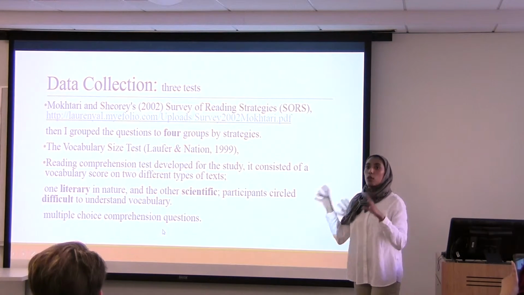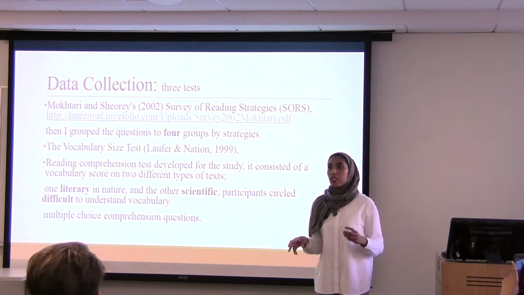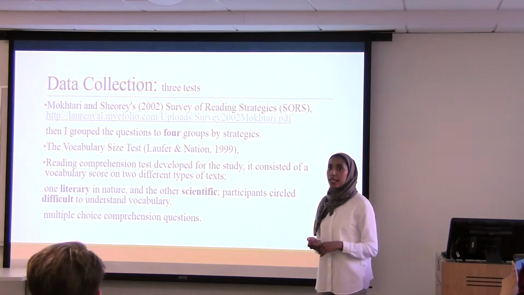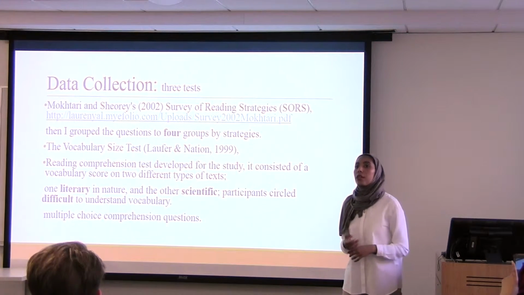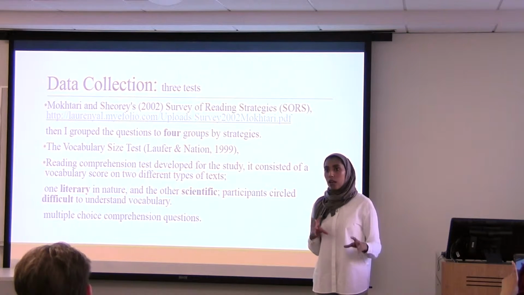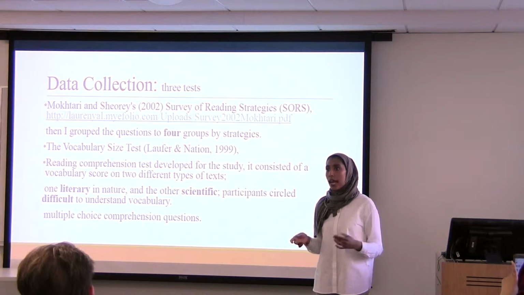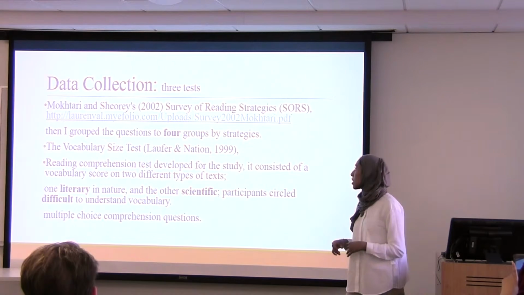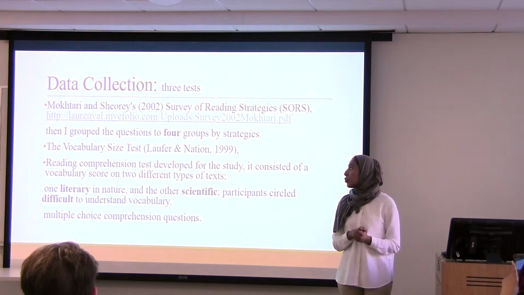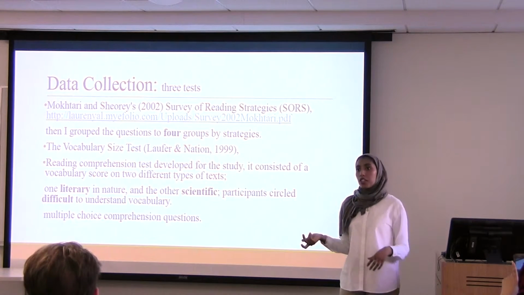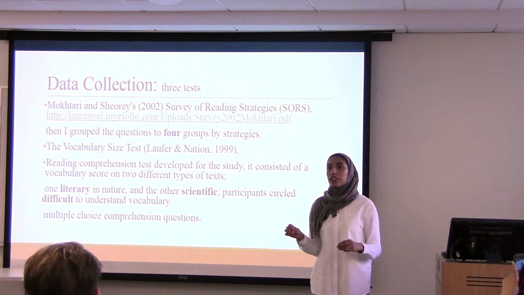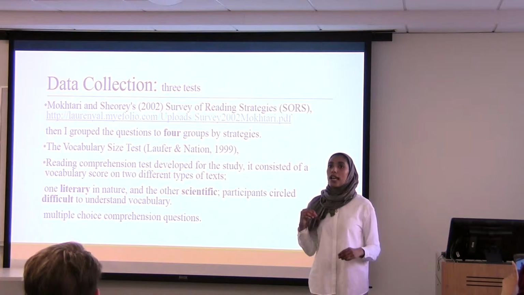Then I grouped these questions according to 4 strategies found in the literature review. The second measure is the vocabulary size test by Nation, which is used to determine the vocabulary amount that students have. And I had a reading comprehension test developed for this study. It consists of vocabulary scores on 2 different types of text, one literary in nature and the other scientific. I asked the participants to circle the difficult-to-understand words, and then to answer multiple choice questions based on the text.